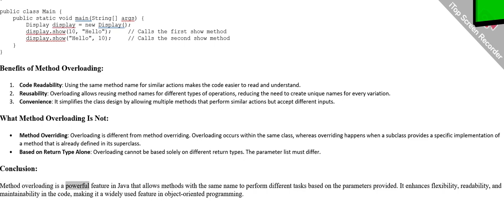Conclusion. Method overloading is a powerful feature in Java that allows methods with the same name to perform different tasks based on the parameters provided. It enhances flexibility, readability, and maintainability in the code, making it a widely used feature in object-oriented programming.